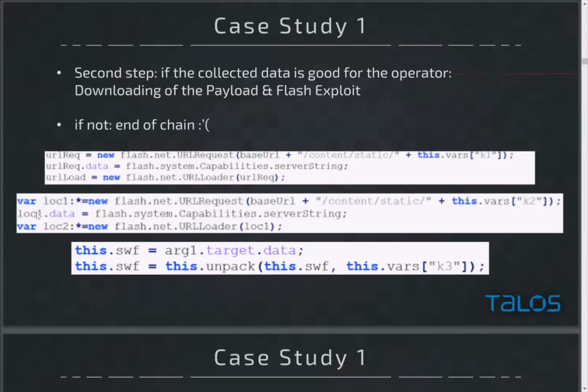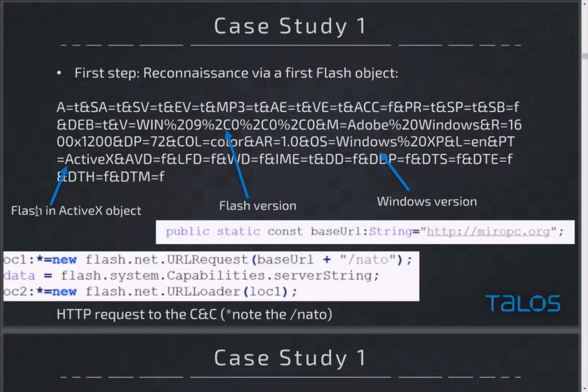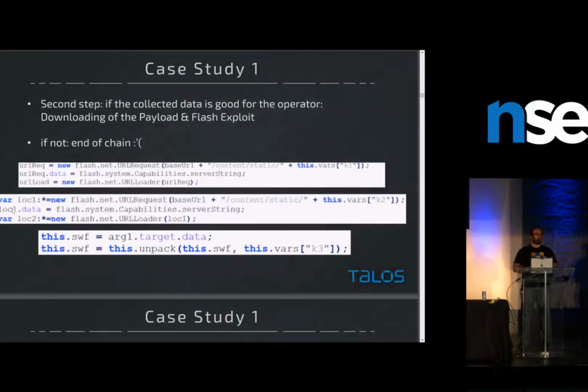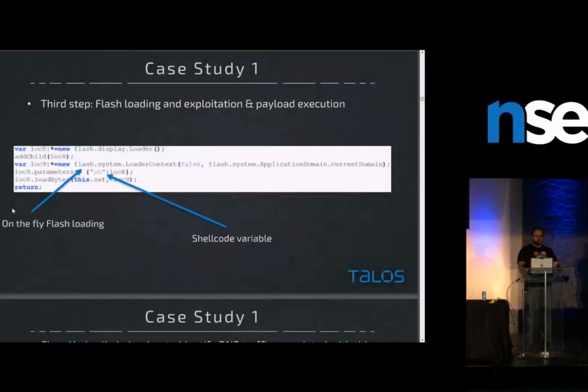So if you don't have good data, you won't have the final payload. And in this case, the attacker was kind to us because the names are variables like shellcode, exploit, etc. So it was easy to guess the purpose. Yeah, it's on-the-fly Flash loading.